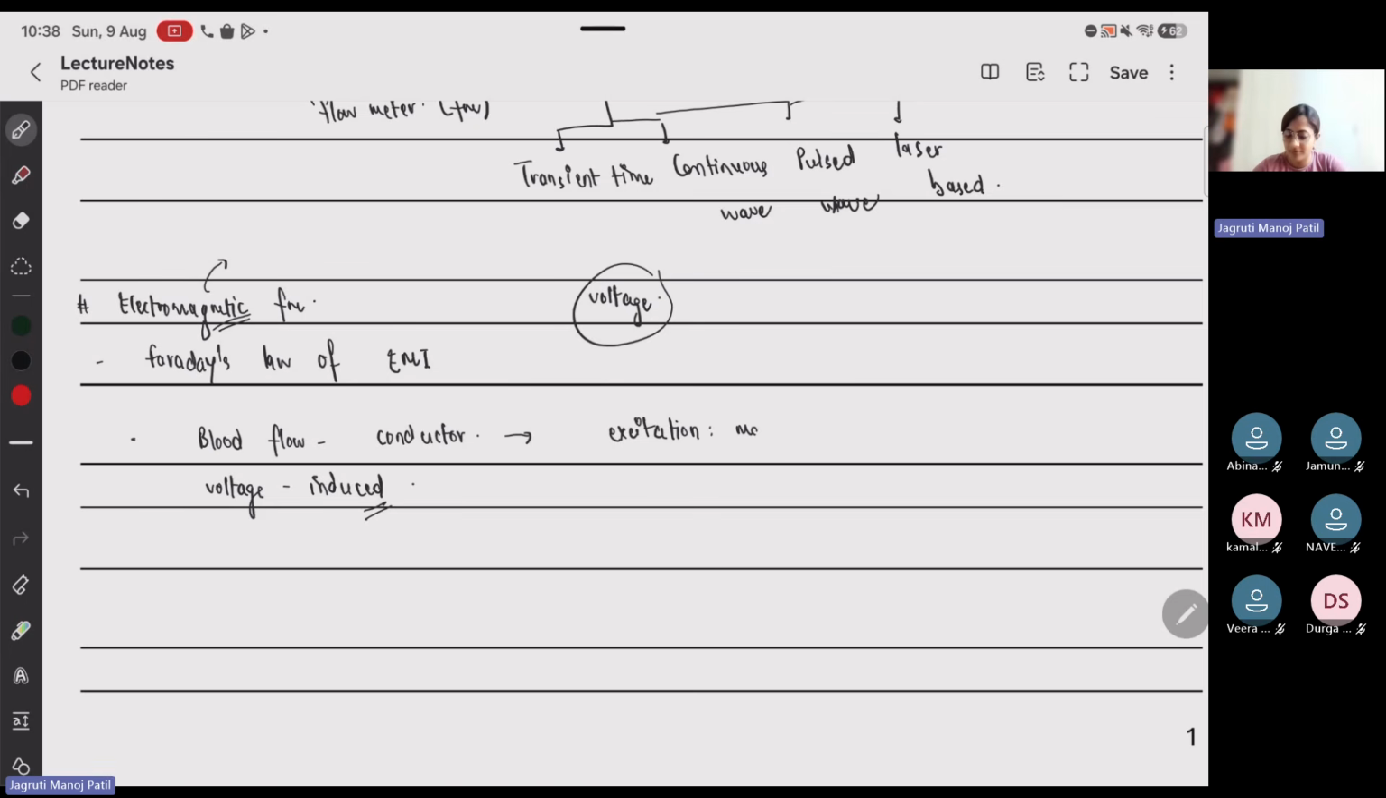The magnetic. Okay. When you apply a magnetic field through a coil, that is usually represented by blue. When it is applied and blood is flowing through it, changes happen.